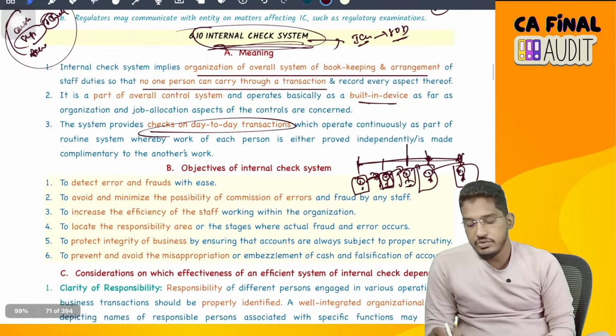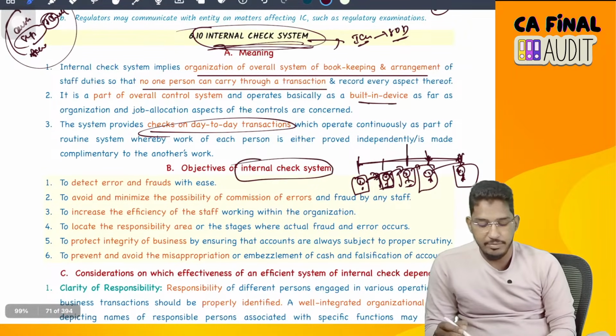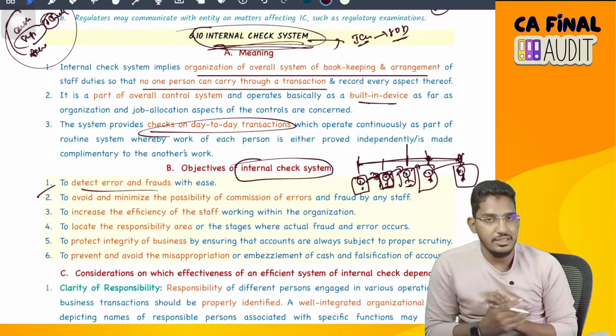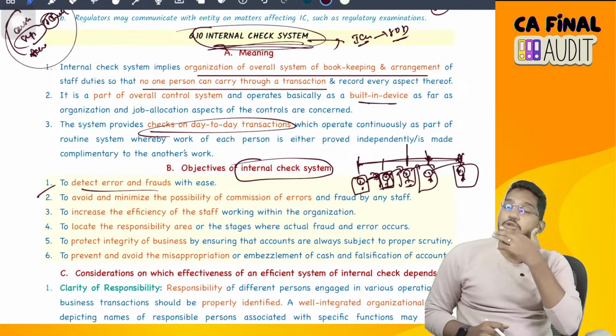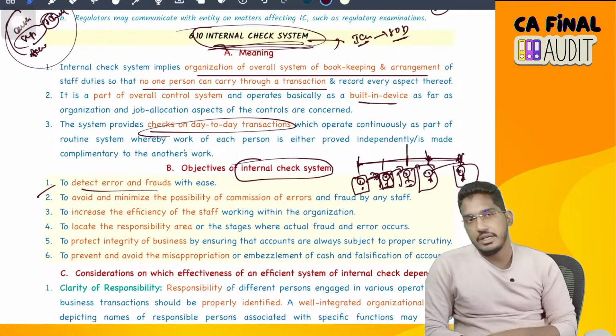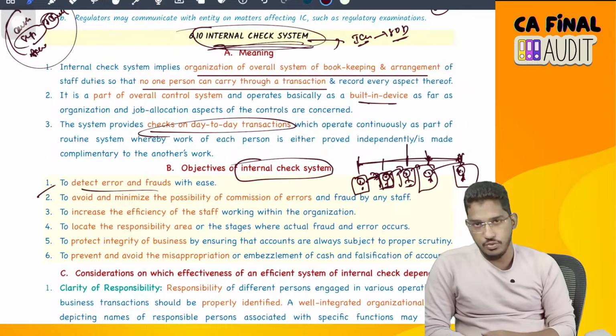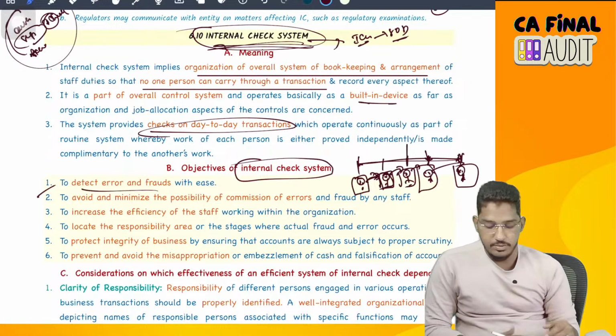Sir, what are the objectives? With what objectives will the internal check system be implemented? Number one, to detect errors and frauds. If any errors or frauds have happened, there should be early detection. You can't detect it after 1 year or 2 years; there will be no use. So the main objective of the internal check system is to detect errors and frauds as early as possible.